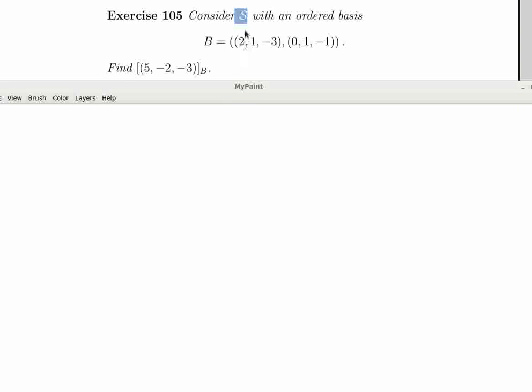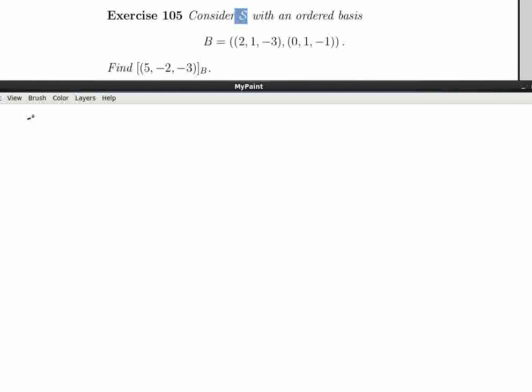So this is in S because 2 plus 1 plus negative 3 is 0, and that's in S because 0 plus 1 plus negative 1 is 0. And 5 is also in S because 5 plus negative 2 plus negative 3 equals 0. So I need to find the coordinates for this thing with respect to the basis.